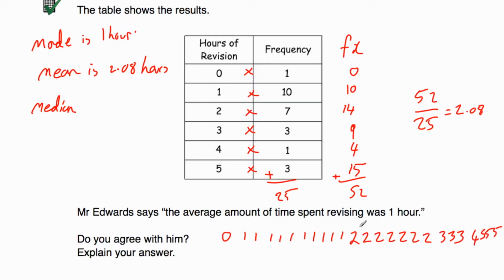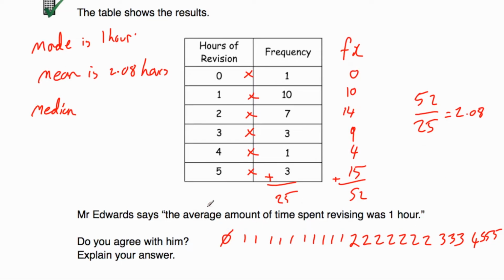And we could then find the median by finding the middle number, and we could cross off the smallest, the biggest, the next smallest, the next biggest, and so on. So crossing off the smallest and the biggest, the next smallest and the next biggest, and so on until we find the median.